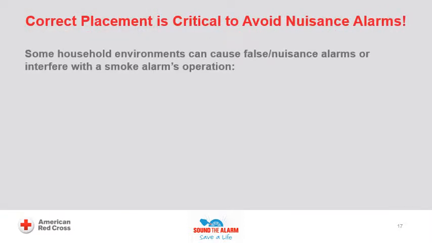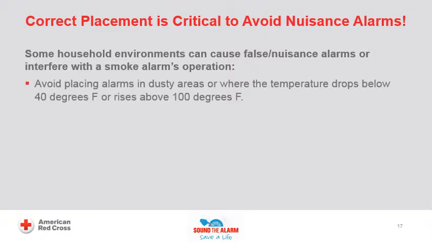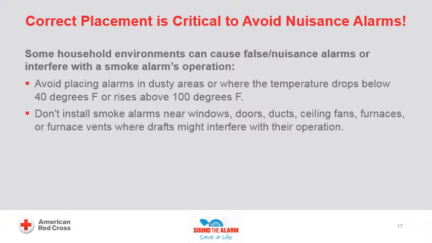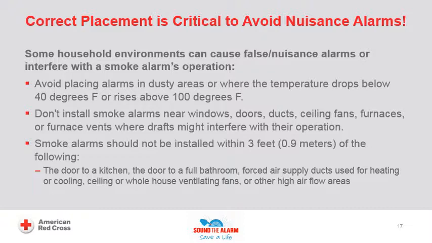Some household environments can cause false nuisance alarms or interfere with a smoke alarm's operation. Avoid placing alarms in dusty areas or where the temperature drops below 40 degrees Fahrenheit or rises above 100 degrees Fahrenheit. Don't install smoke alarms near windows, doors, ducts, ceiling fans, furnaces, or furnace vents where drafts might interfere with their operation. Smoke alarms should not be installed within 3 feet, 0.9 meters of the following: the door to a kitchen, the door to a full bathroom, forced air supply ducts used for heating or cooling, ceiling or whole house ventilating fans, or other high airflow areas.